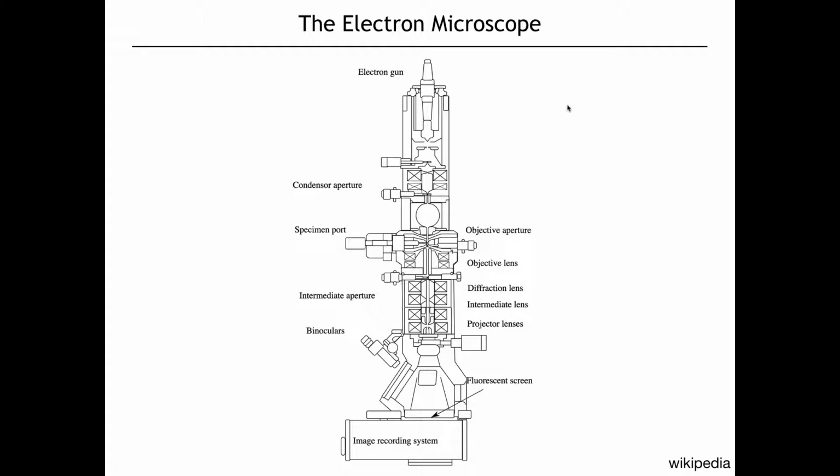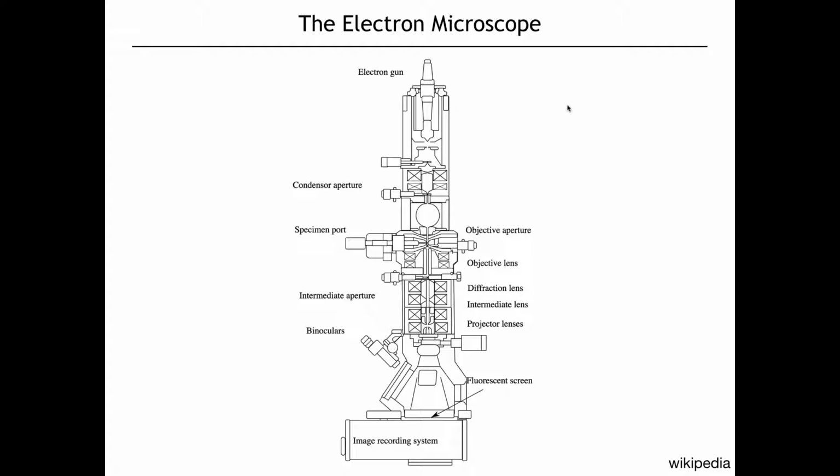so the specimen diffracts, and you have an objective lens which will then refocus the electrons. You have a number of projection lenses, intermediate lenses. In the Titan Krios, I think we have 4 or 5 projection lenses for magnification. Then you can view the image either with binoculars from a fluorescent screen, or we have image recording systems, so digital detectors.